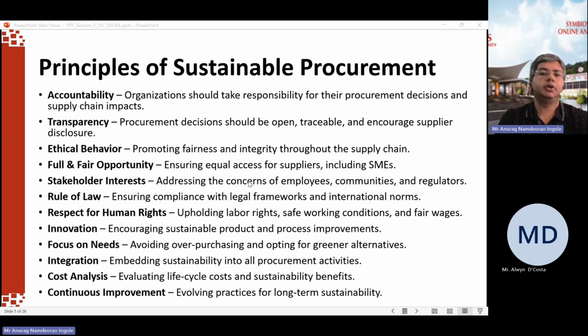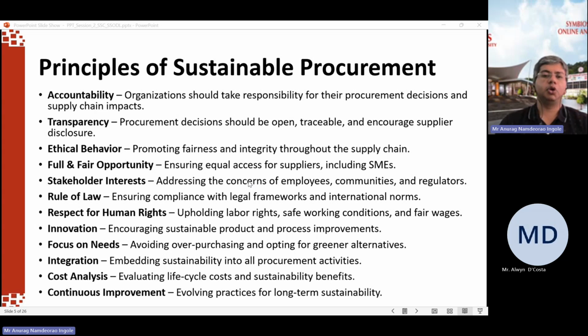Then transparency. Procurement decisions should be open, traceable, and encourage supplier disclosure. How does transparency have to be imbibed in sustainable procurement? We want to ensure that our suppliers are using environmentally friendly sources for their raw materials, that they are following ethical labor laws and ethical labor relations, and that they are following fair trade practices. For that, transparency is required, because we should be aware of what our suppliers and distributors are doing. That is the transparency principle.